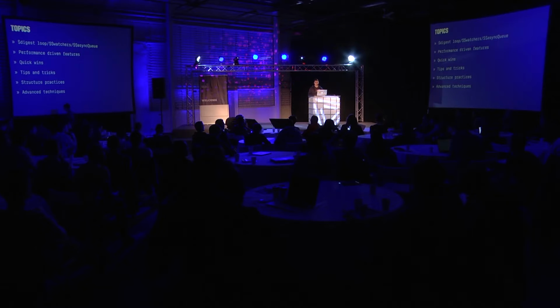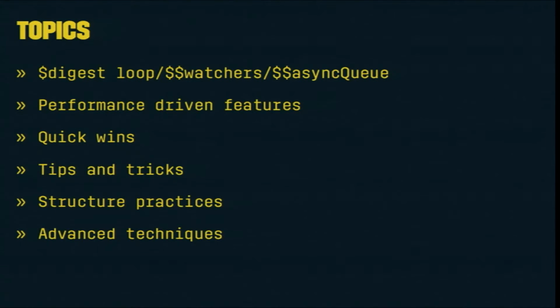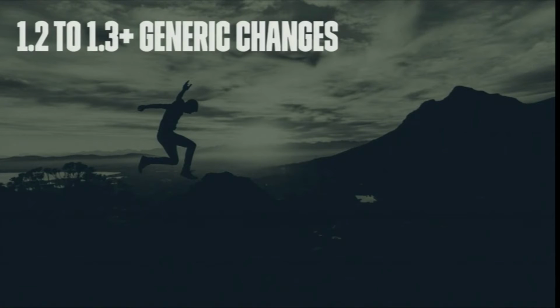I went on a recent application migration from version 1.2. We skipped 1.3 and went straight to 1.4. So I've uncovered quite a lot of new performance features in that, and we're going to look at some of those and the impacts that they have. Quick wins, there might be a simple one-liner that you'll just go, wow, let's integrate that today. Tips and tricks, structure practices, and some advanced techniques. So let's jump in at the generic changes that have happened from 1.2 to 1.3 and above.